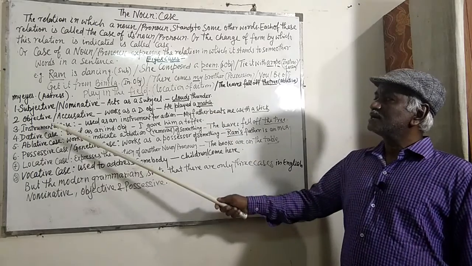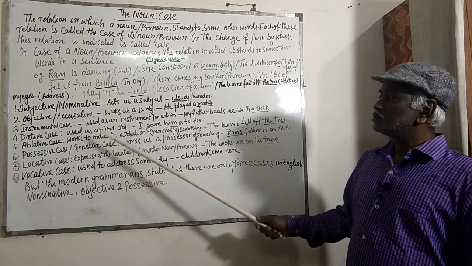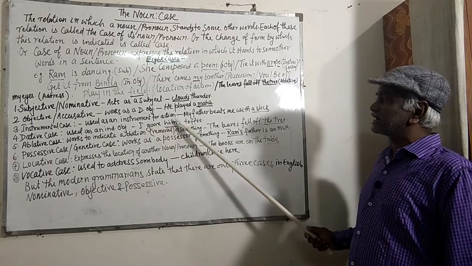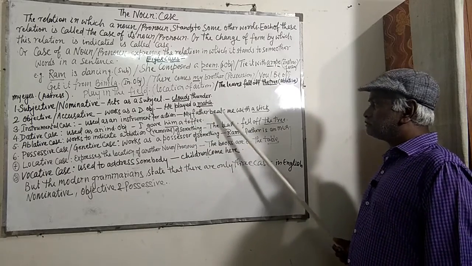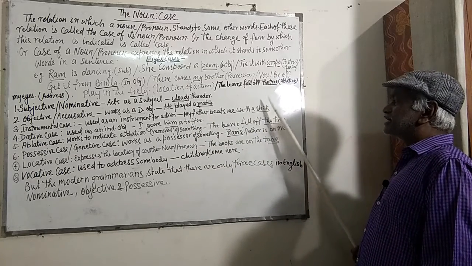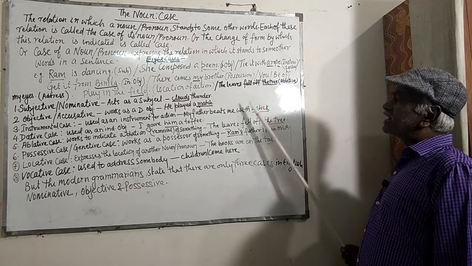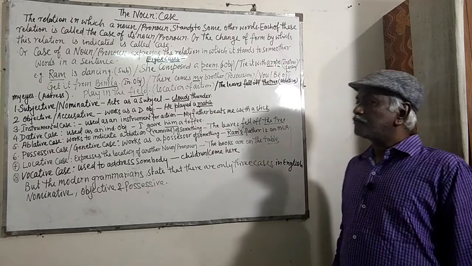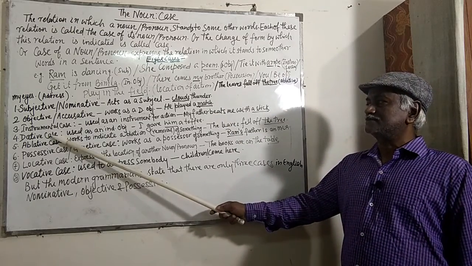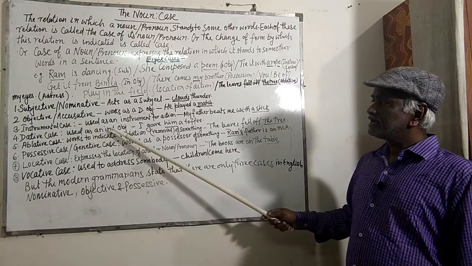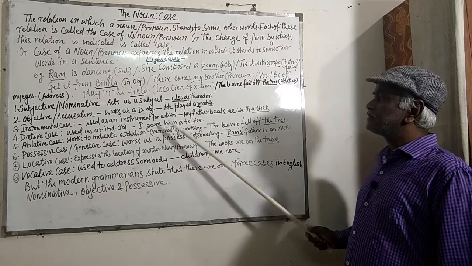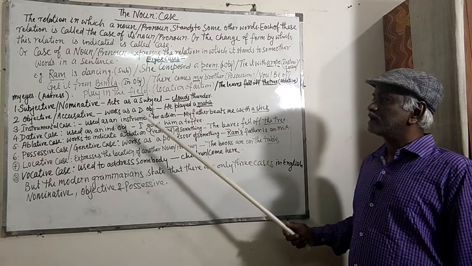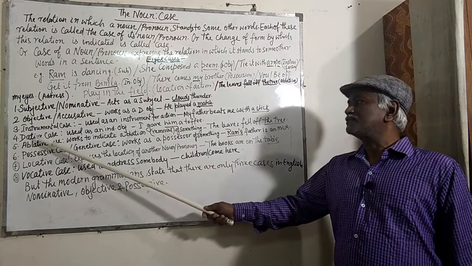The third one is instrumental case. It is used as an instrument for the action. My father beats me with a stick. This stick is acting as the instrument of the action beating. The fourth one is dative case, used as an indirect object. I gave him a toffee. Here him is acting as indirect object, and so it is in dative case.